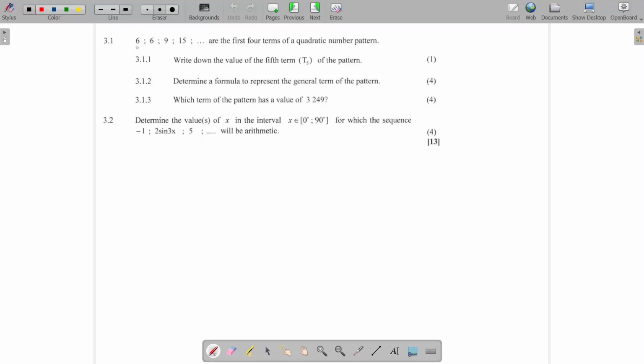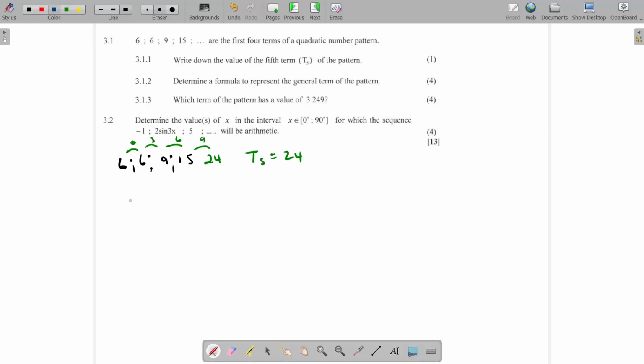Well, we can see that this pattern is going up by 0, goes up by 3, then it goes up by 6. So we can assume it's going to go up by 9, which means that the fifth term of the pattern, T5, will be 24.